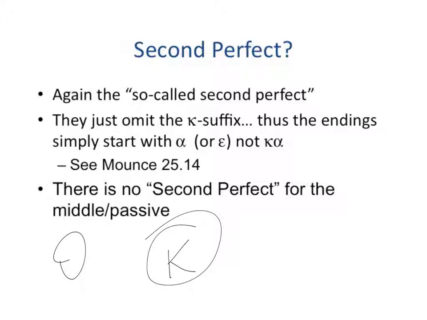If you want to see more about this, go to Mounts, look at chapter 25, section 14, and he'll talk a little bit more about what he calls the second perfect. I won't be calling it that. I'll just be calling it a perfect with a kappa that drops out, because I think that is easier. I think it's less confusing.